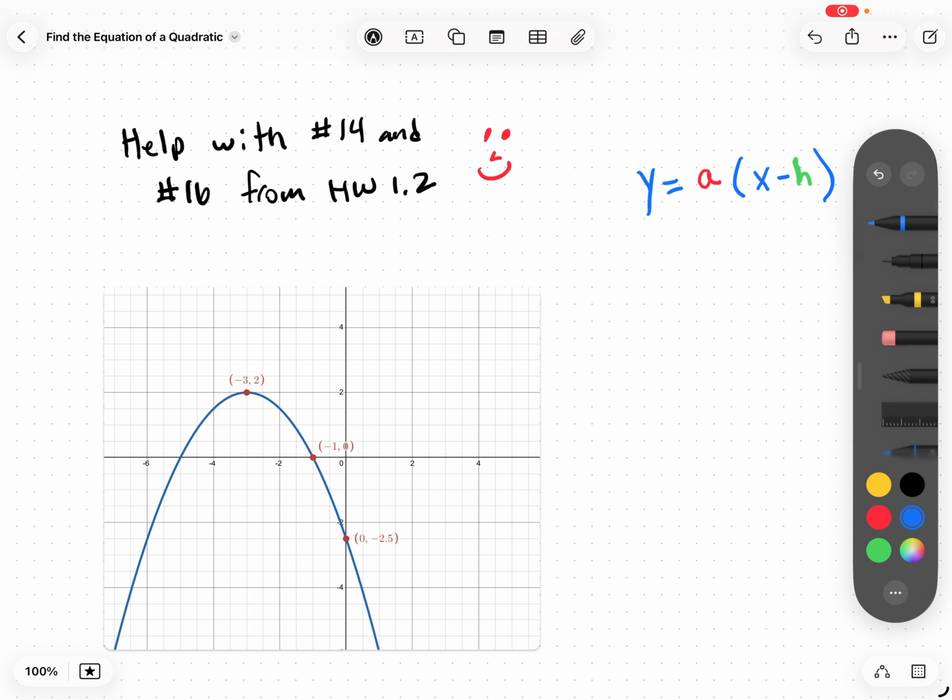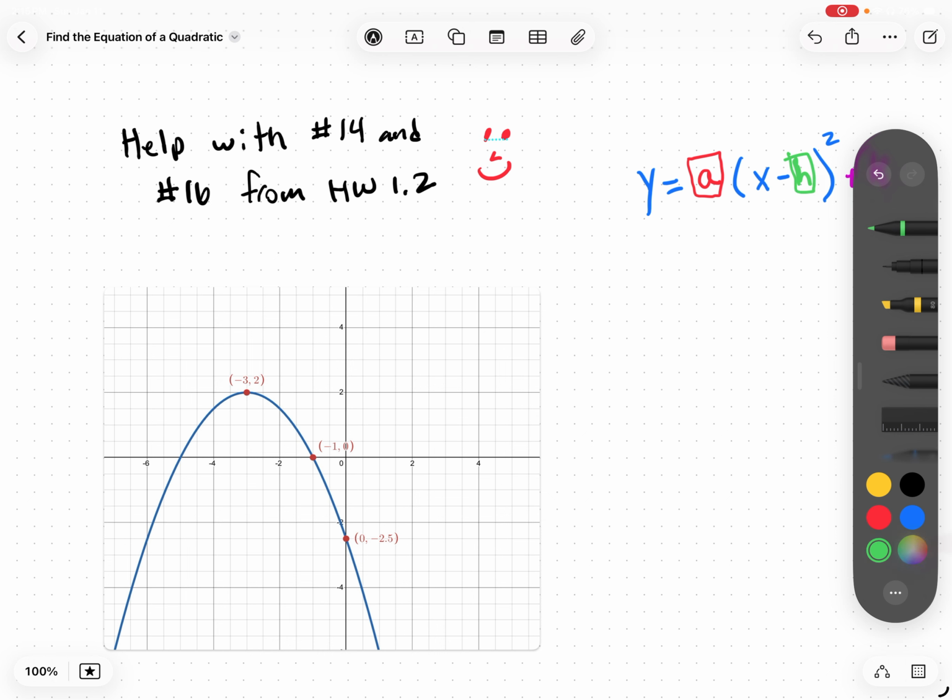And then on the outside, there could be a vertical shift, which we usually call k. So we are essentially in a fill in the blank situation here. We need to fill in that scale factor out in front, the a. We need to fill in the value of the horizontal shift, and we need to fill in the value of that vertical shift.